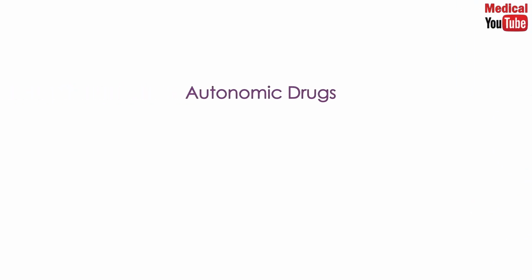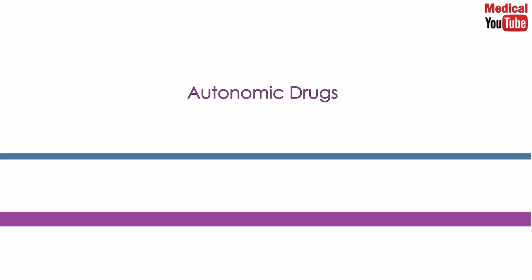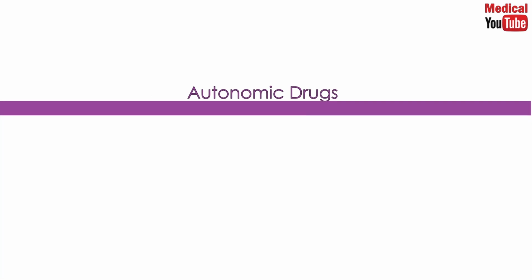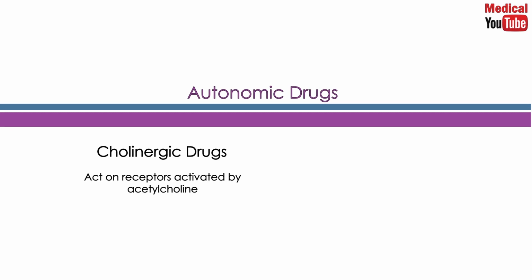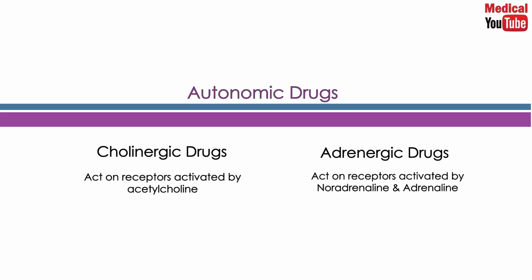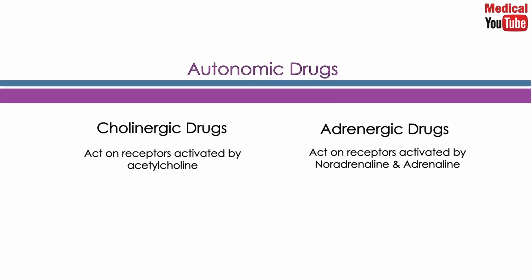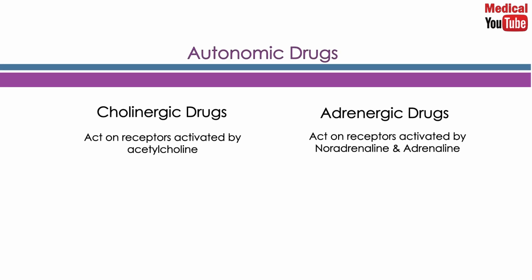Drugs affecting the autonomic nervous system are divided into two groups according to the type of neuron involved in their mechanism of action. The cholinergic drugs, which act on receptors that are activated by acetylcholine, and the adrenergic drugs, which act on receptors stimulated by noradrenaline or adrenaline. Cholinergic and adrenergic drugs act by either stimulating or blocking receptors of the ANS.